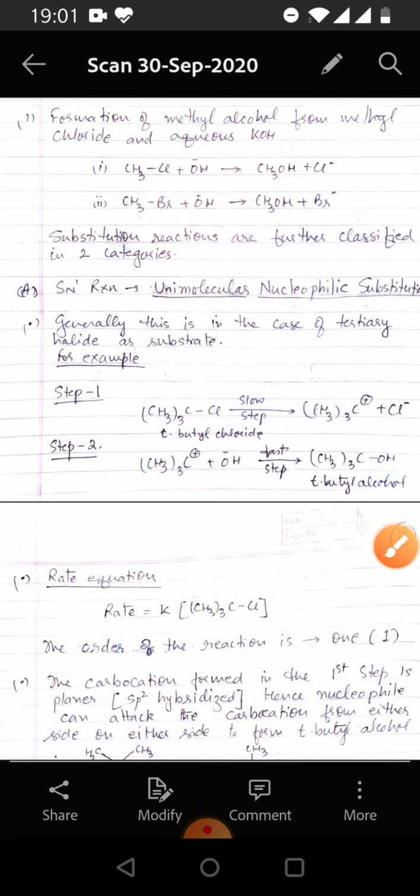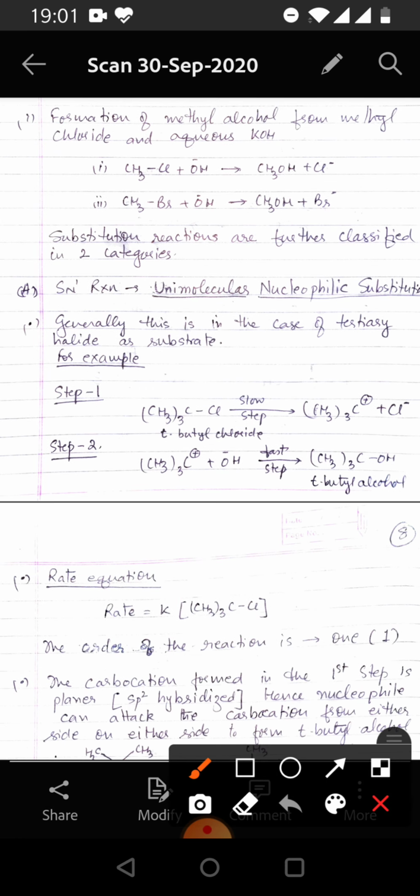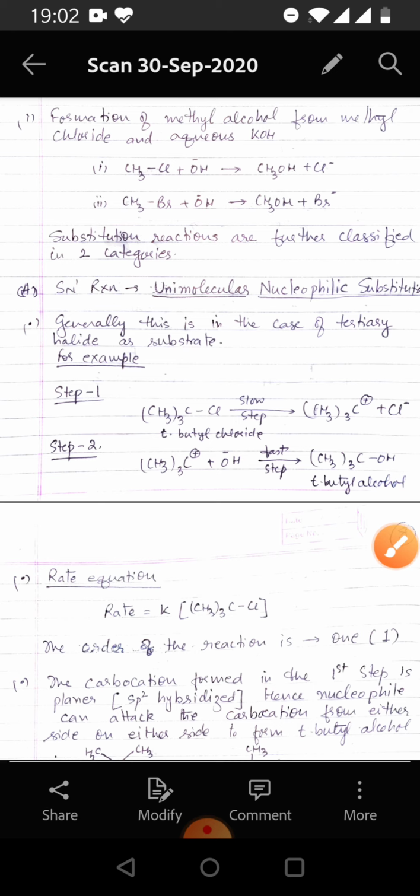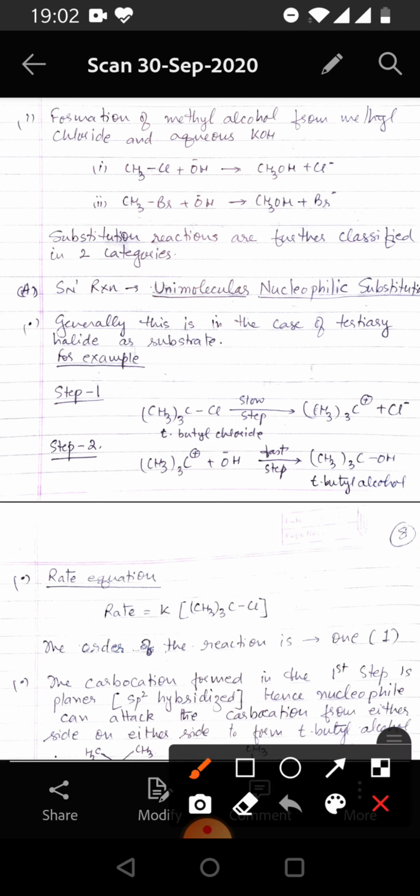The first category we take up here is the SN1 reaction, or unimolecular nucleophilic substitution. Generally, this is in the case of tertiary halides as substrates. If we take the example, we see that this reaction takes place in 2 steps. The first step is when tertiary butyl chloride, in a slow step, splits into a carbocation and a halide ion.